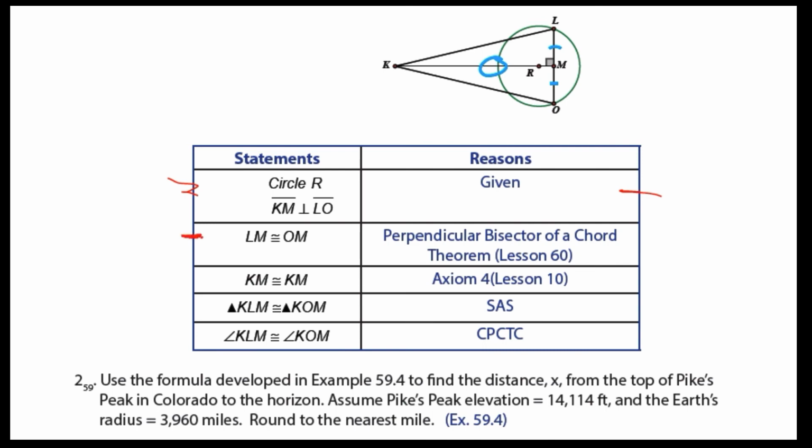Then LM is congruent to OM because of the perpendicular bisector of a chord theorem from lesson 60. And then KM congruent to KM, that's our reflexive axiom, Euclid's axiom 4. Therefore, the two triangles are congruent by side angle side. Those two angles are congruent by CPCTC. Corresponding parts of congruent triangles are congruent.